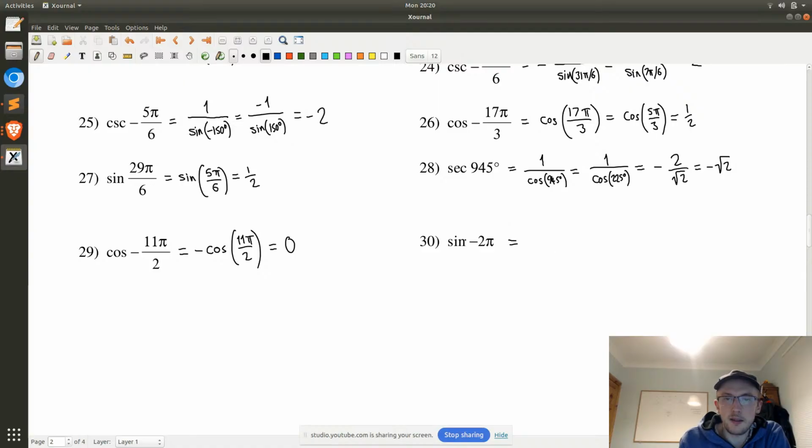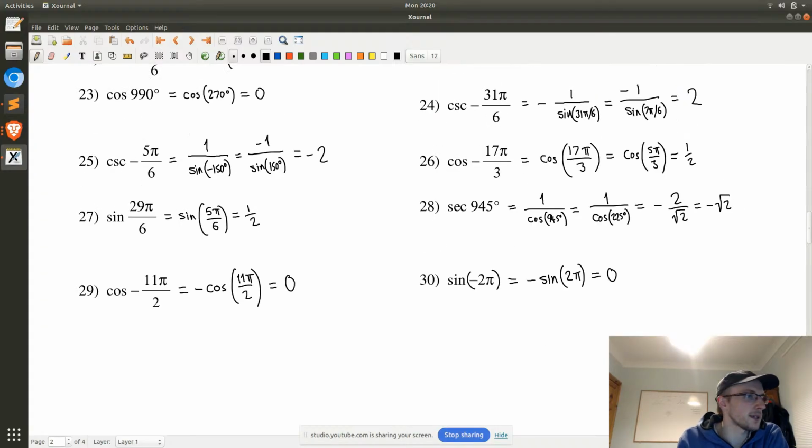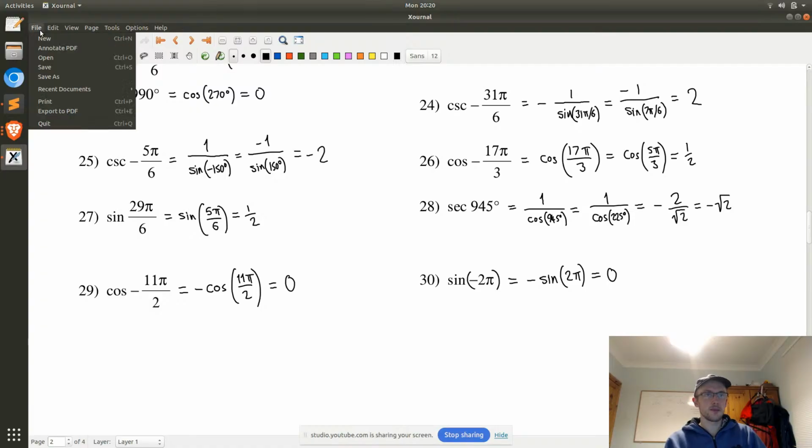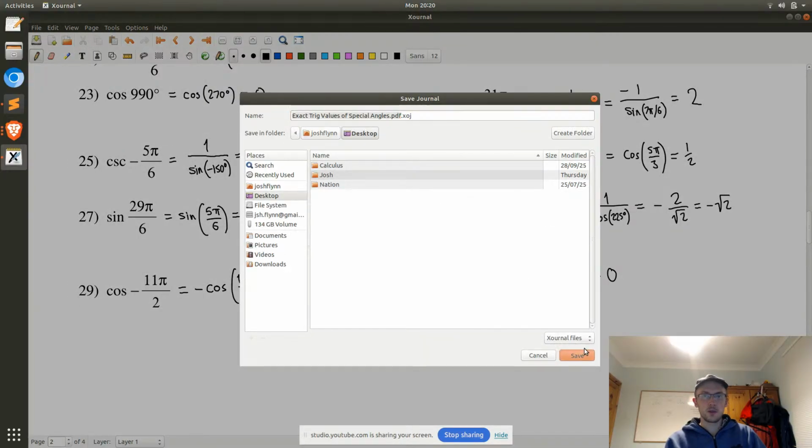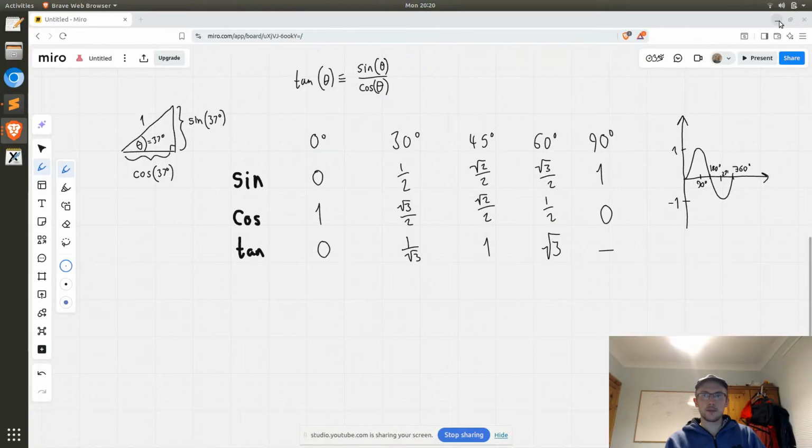And then the sine of negative 2 pi, well, that would be the same thing as the negative of sine of 2 pi. But sine of 2 pi is just 0. So 0. Now we must check. 25 and 26, we're in agreement. 27, 28, it's agreed. And 29 and 30, it's agreed. So all is well.